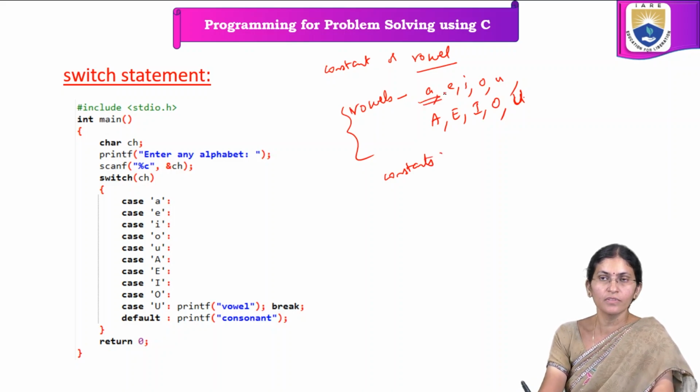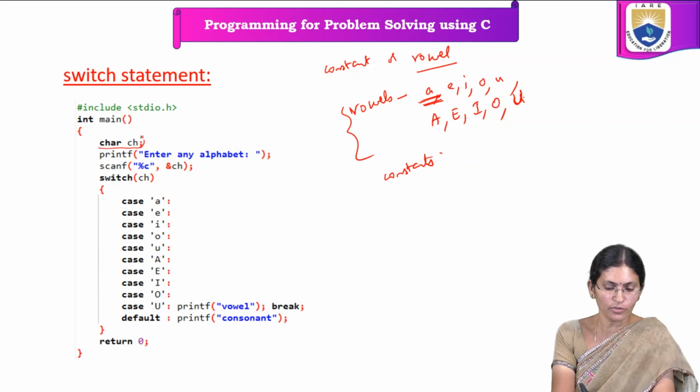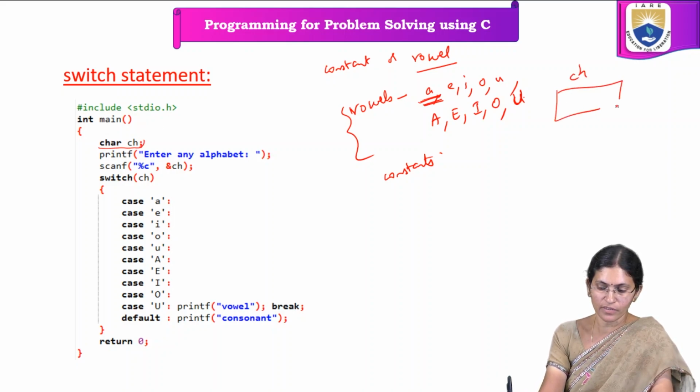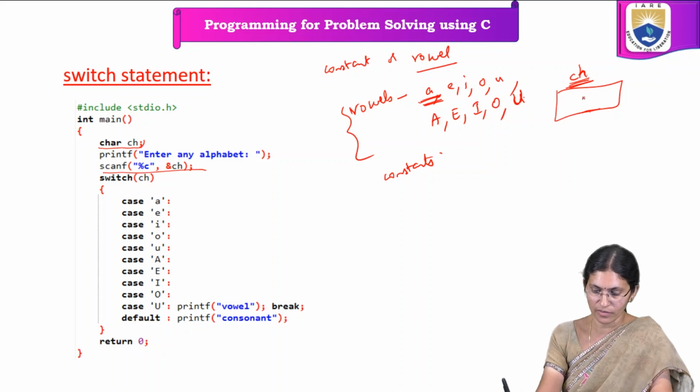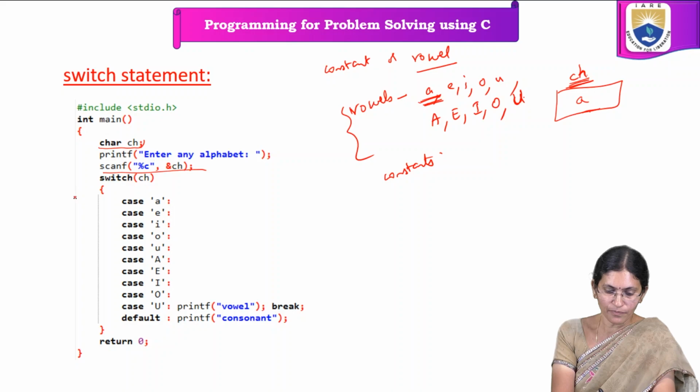So in order to check whether the entered character is a vowel or a consonant, first you need to declare a variable belonging to char data type. So ch is the variable which we have declared. Into this variable ch, we can take the character value by using the scanf function. Suppose we enter small a here, then in the switch the expression will be equal to a.